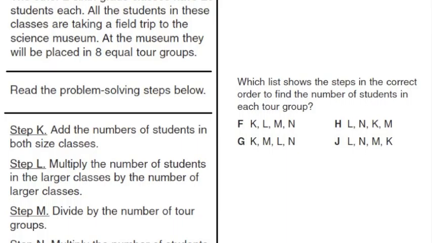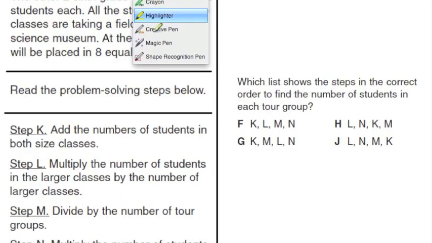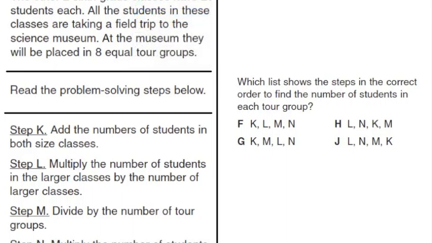So I'm going to find my highlighter. And the first thing I see that's important is it says that there are 3 6th grade classes that have 24 students each. Then I see that there are 2 classes that have 20 students each. And then it goes on to say that they're all taking a field trip to the Science Museum, and they're going to have 8 equal tour groups.